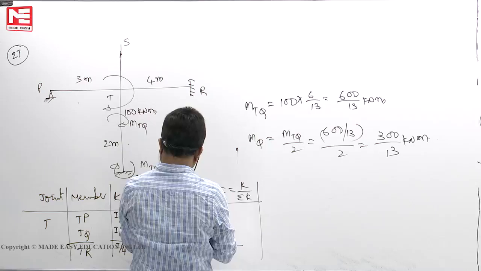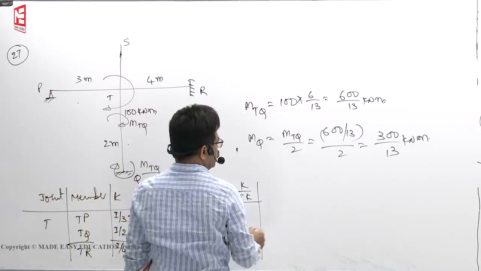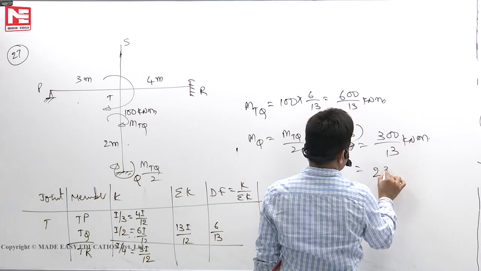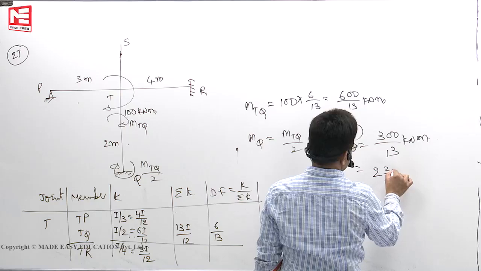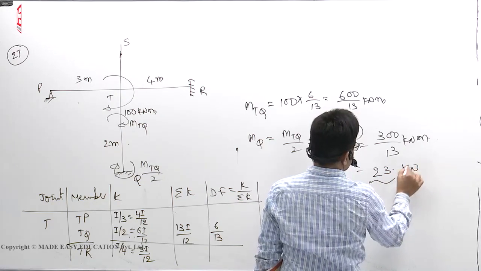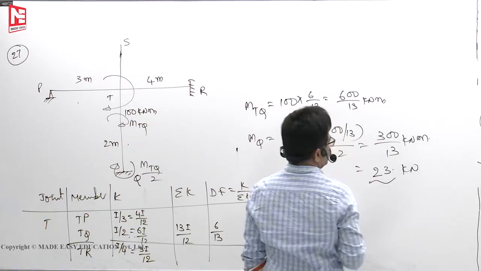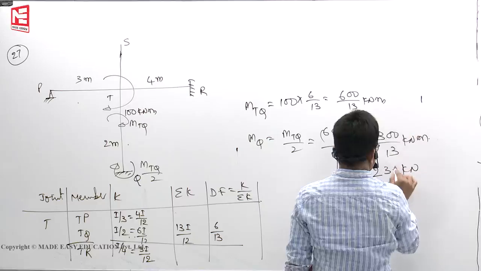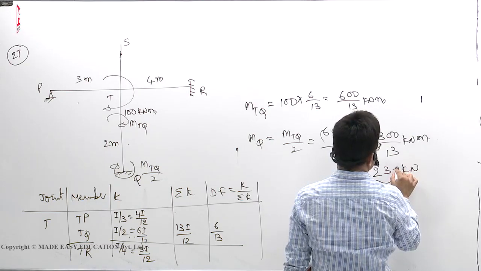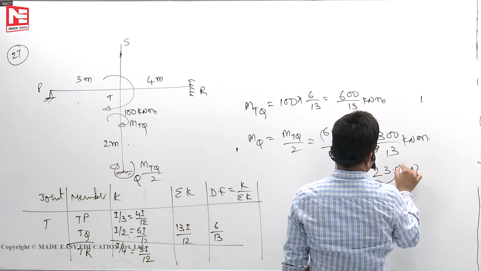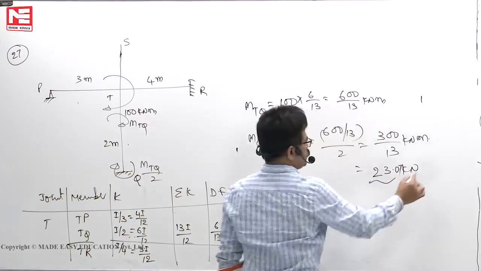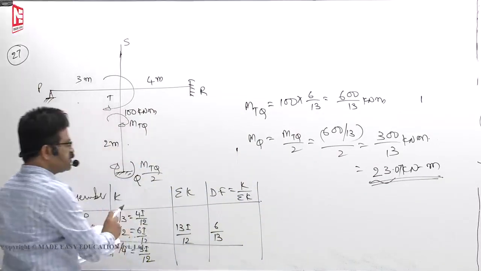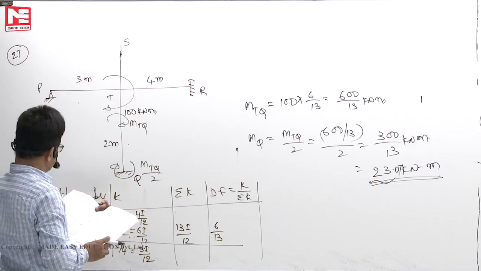So 300 by 13. Oh, it is a fill in the blank. So 300 by 13 means 13 into 2 is 26, 40, 39, then 1 will come, so approximately 23.07 kilonewton meter. So like that. Okay. This much speed should be there. All unnecessary things we will not calculate.